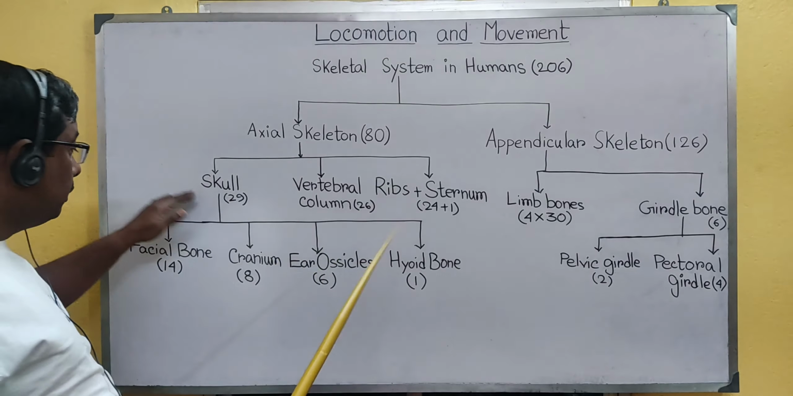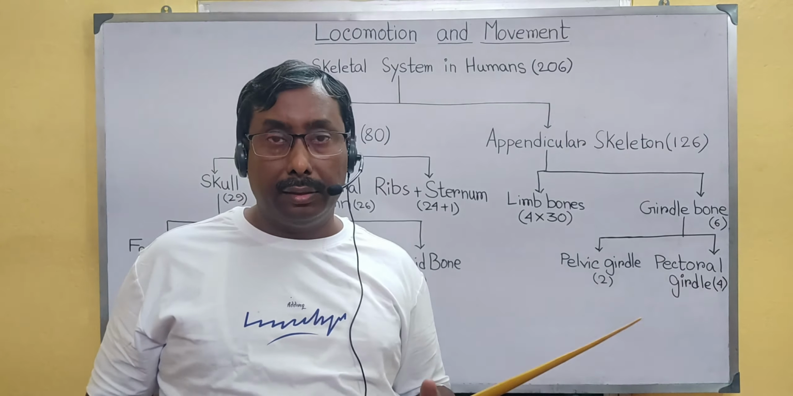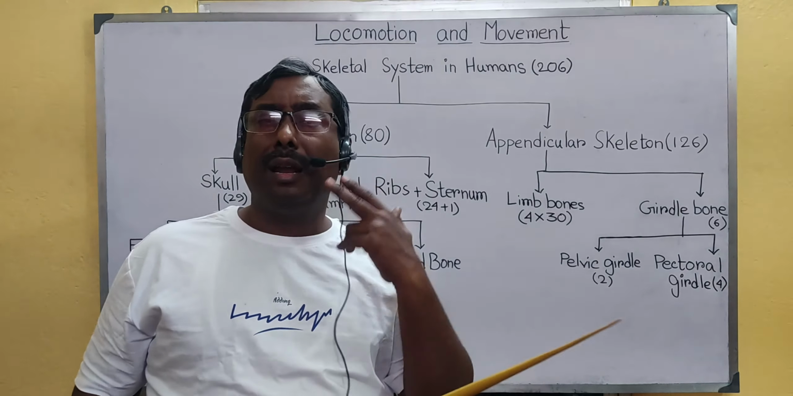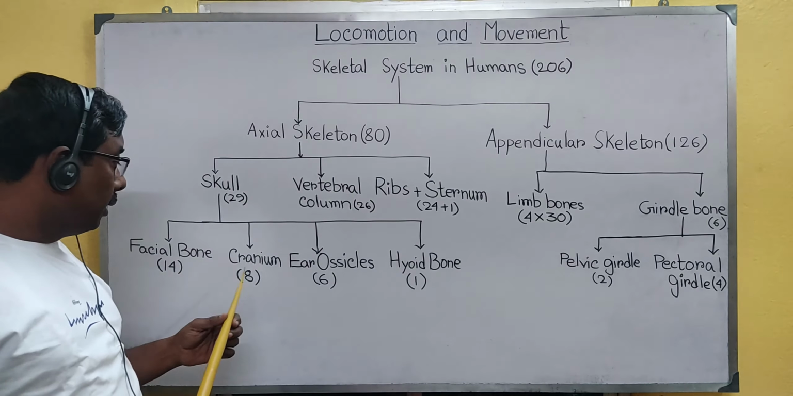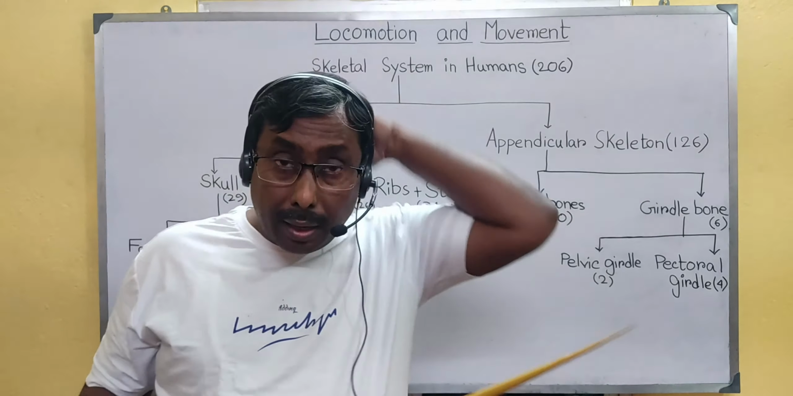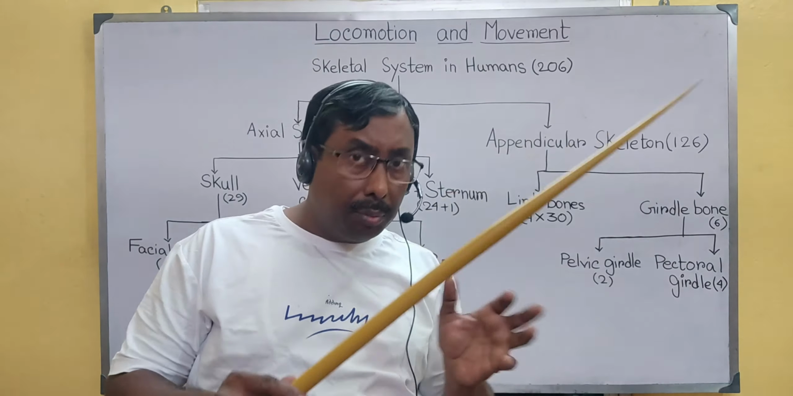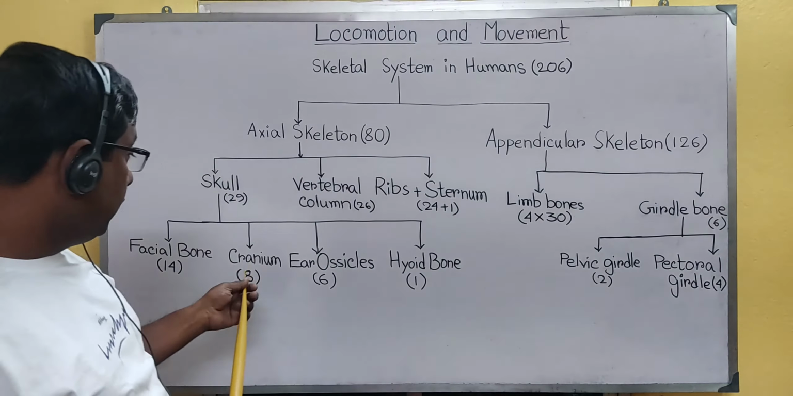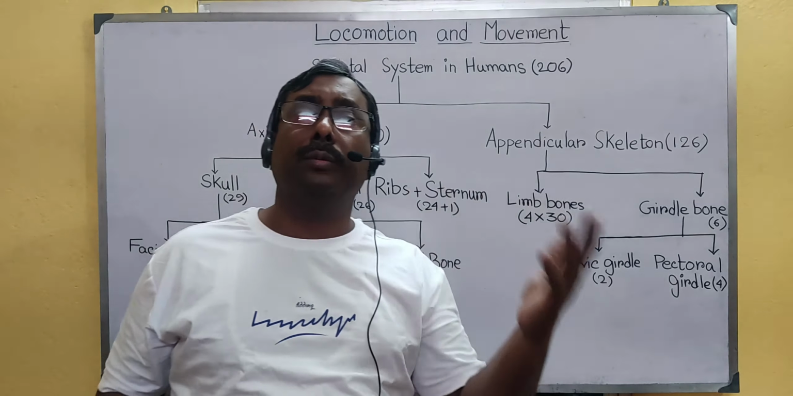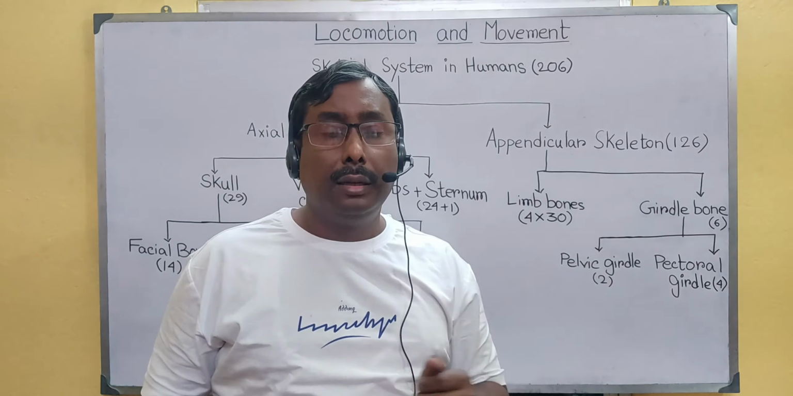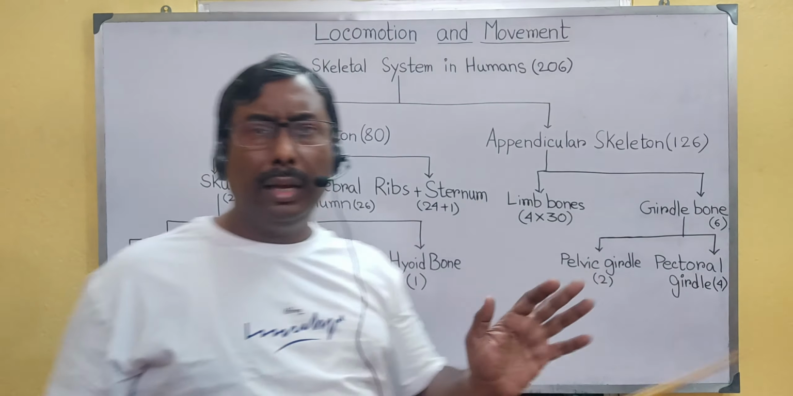Now, in the skull region, there are 14 facial bones: maxilla, mandible, and so many other bones. We will discuss them later. Next, the cranium part, that is where the brain is situated. The cranium or brain box protects the brain. The cranium contains 8 bones. Later on, we will deeply discuss the different bones of the cranium. It contains the frontal bone, the parietal bone, the occipital bone, and others.